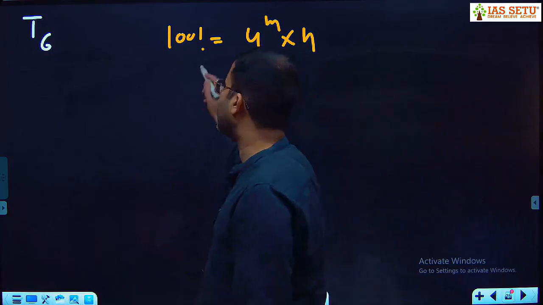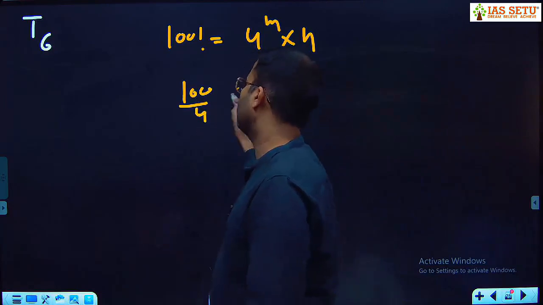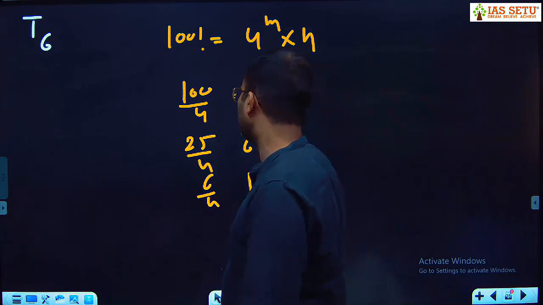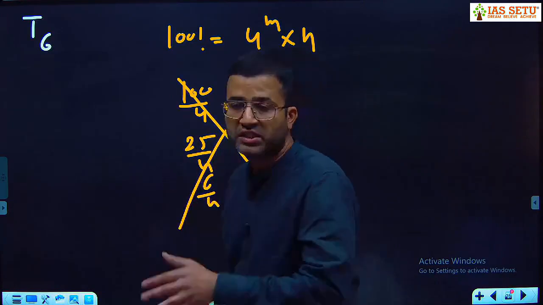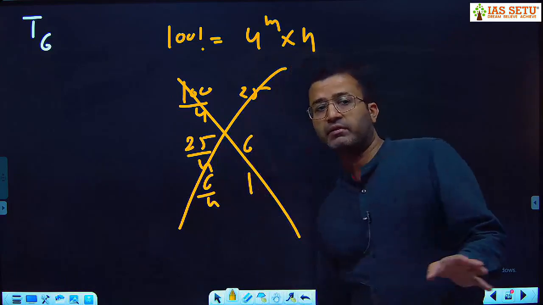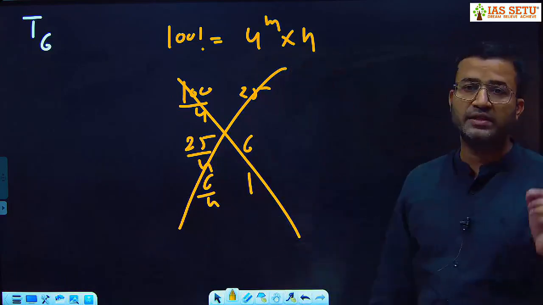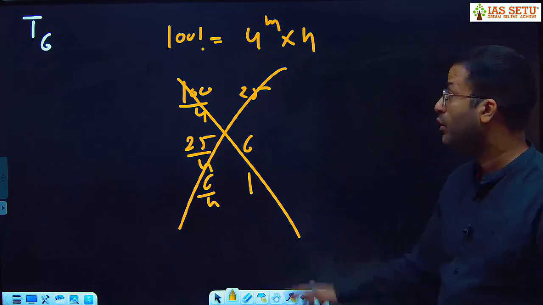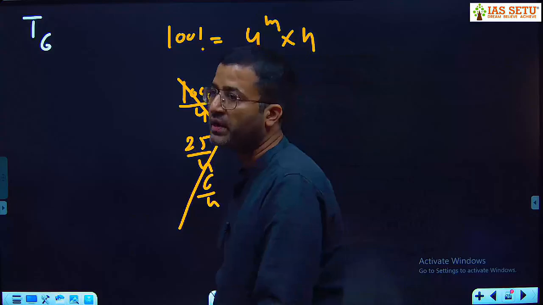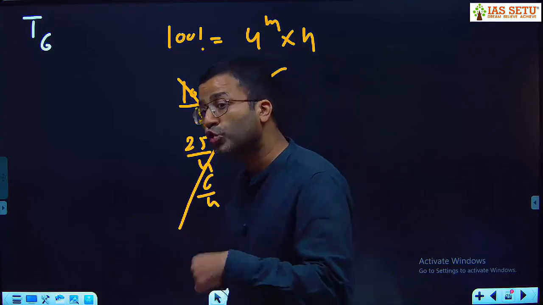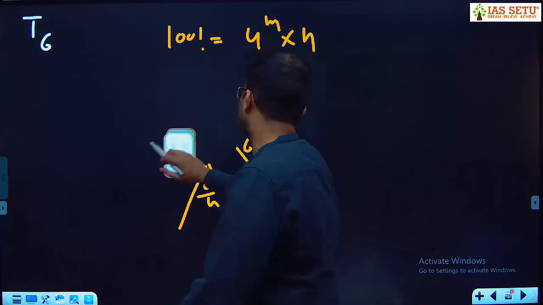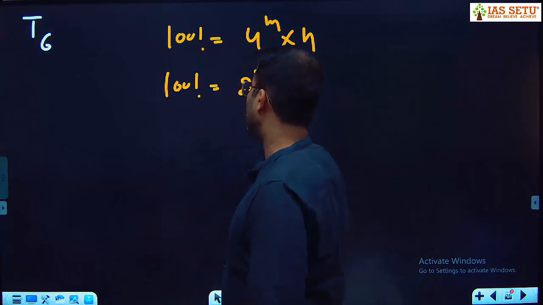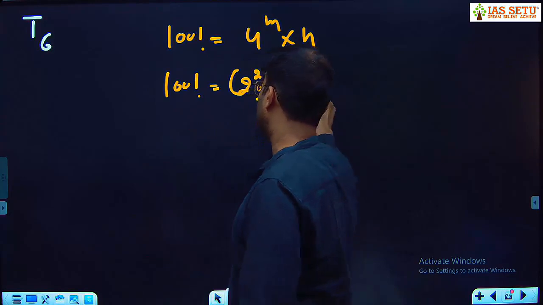Never do this mistake. You check directly 4, you say 25, 25 divided by 4 is 6, 6 divided by 4 is 1. It is wrong, because this method is never applicable for composite numbers. This method is applicable for only and only prime numbers. So you have to break 4 as a prime number thing. But what is 4? 2 square. So what we will do, we write this question as 100 factorial is 2 to the power 2m into n.